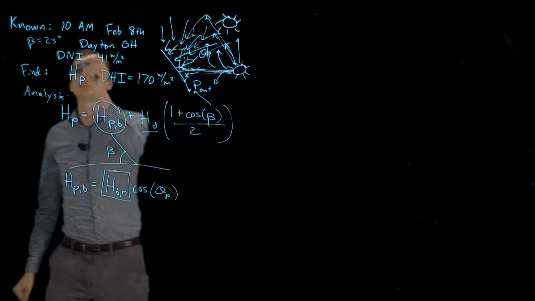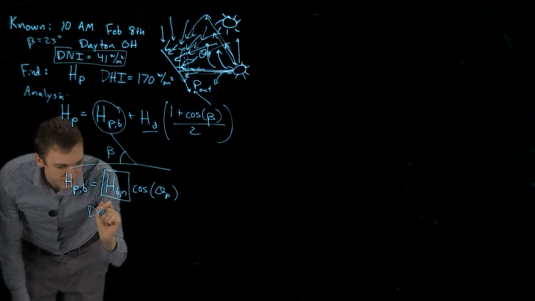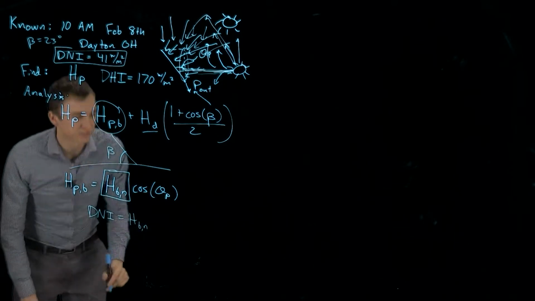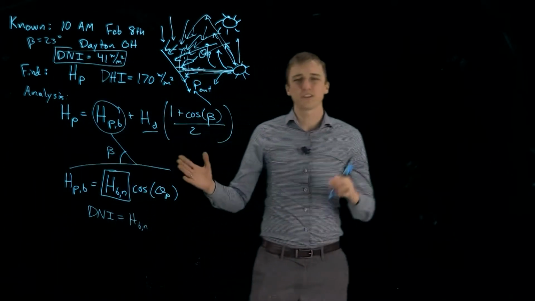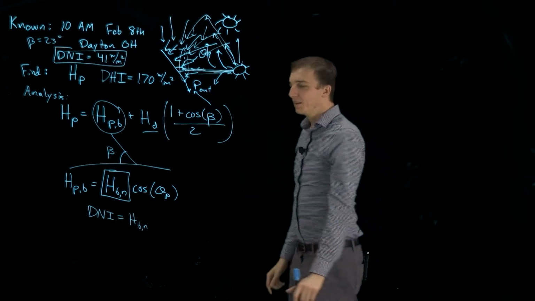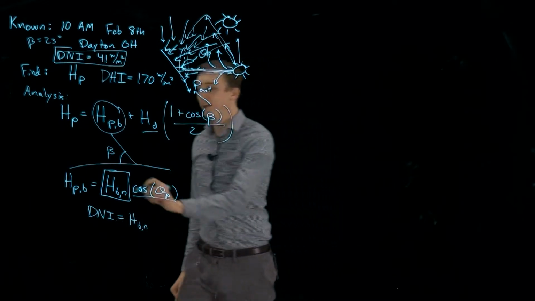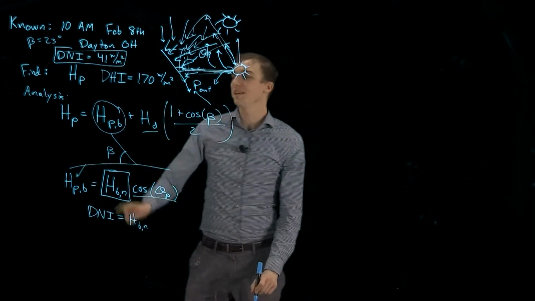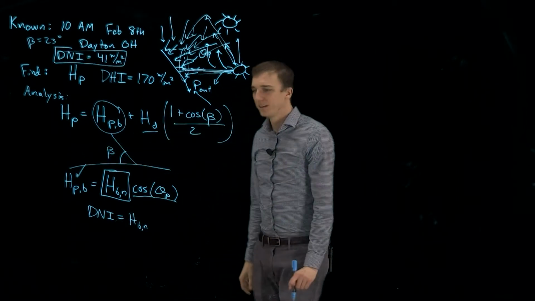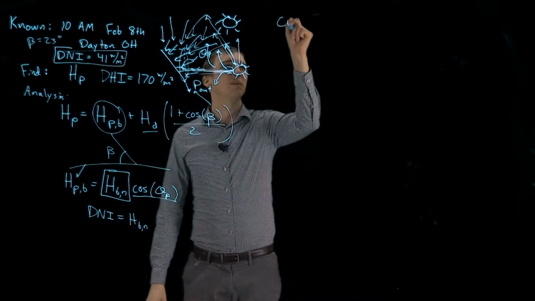HBN is the same as DNI. So DNI, direct normal irradiance, equals the heat flux from the beam that is hitting a surface normal to the direction of sunlight travel. So all we have to do is calculate cosine of theta p, and we find HPB, which we can plug in here, in order to find what we really want, HP. So let's calculate the cosine of theta p. We're going to do this up here.